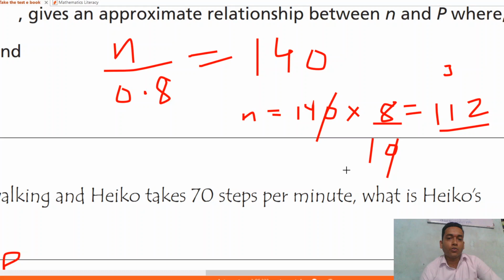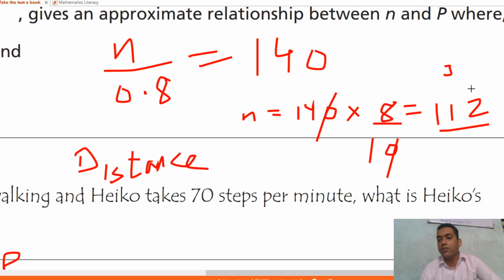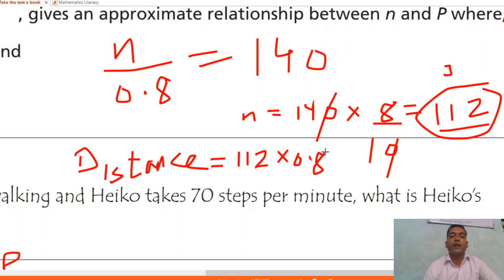So how much distance does he cover in a minute? This is the question first of all. A simple thing, in a minute he is taking 112 steps, and one step is equal to 0.8 meter. So the total distance covered in 1 minute will be 112 into 0.8. Let us make it simple for you. Let us say in a minute you are taking 50 steps.